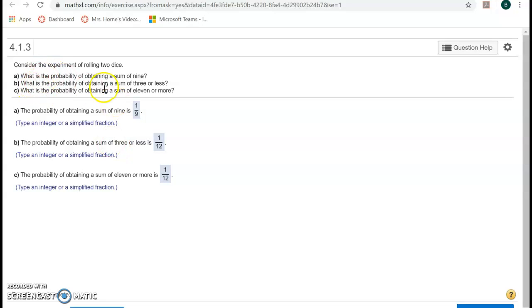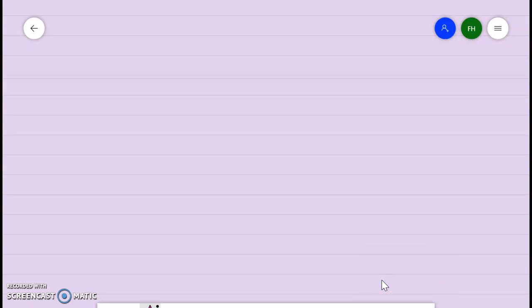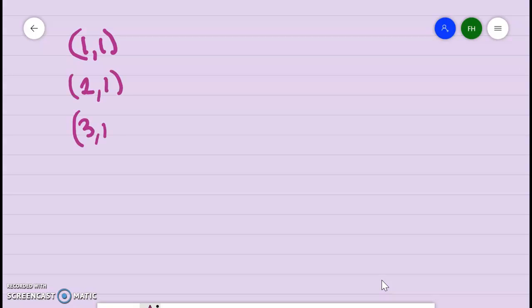Okay, in this problem we are looking at the probability of rolling 2 dice. So what I always do when you look at these type problems is list all the different outcomes you could have when you roll dice. The first outcome, we could roll a 1 and a 1. We could roll a 2 and a 1, a 3 and a 1. So what that means is that on the first dice we're rolling a 1, a 2, and a 3, and on the second dice we're rolling a 1 each time. And the highest the dice goes to is 6.